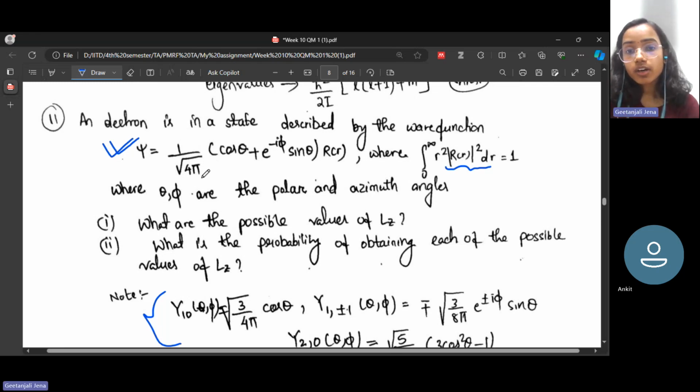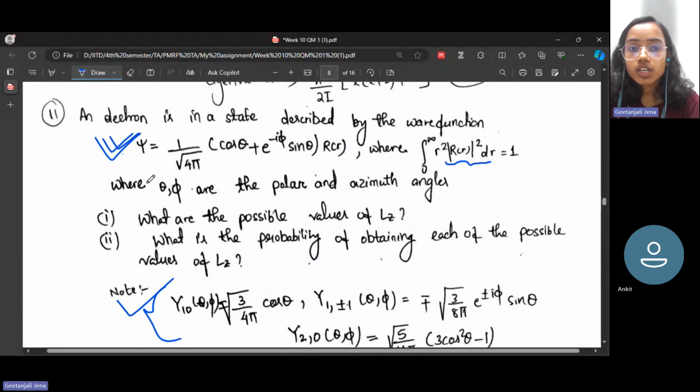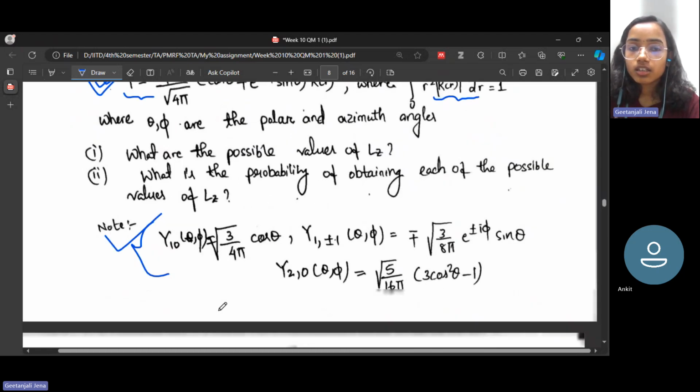So to find the possible values of Lz, you have to find the values of m present in this wave function. Spherical harmonics are given in this problem, so you have to express this psi vector in terms of these spherical harmonics. If you express it, then you can easily find the values of m, because from the spherical harmonics, the l, m are already mentioned.